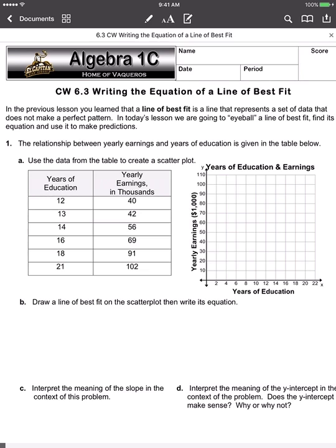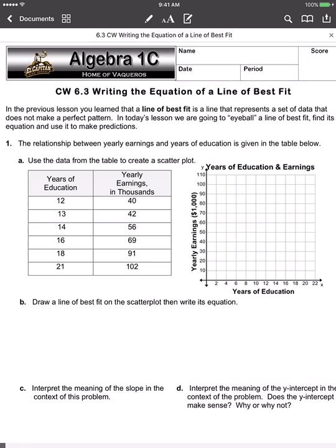Today we are doing classwork 6.3, writing the equation of a line of best fit. In the previous lesson you learned that a line of best fit is a line that represents a set of data that does not make a perfect pattern. In today's lesson we're going to eyeball a line of best fit, find its equation, and use it to make predictions. Question number 1. The relationship between yearly earnings and years of education is given in the table below.